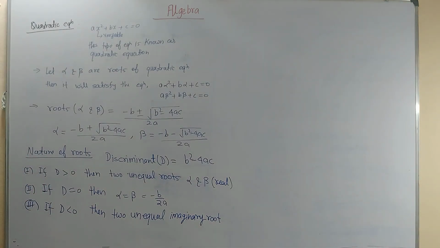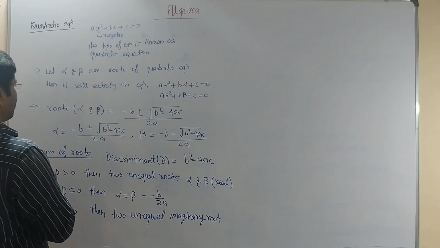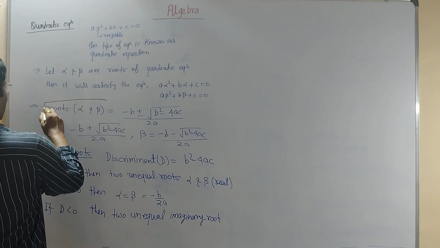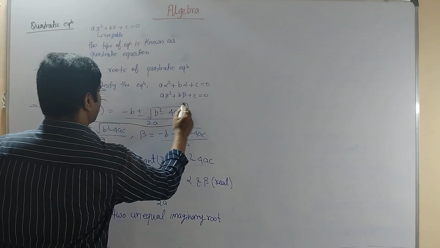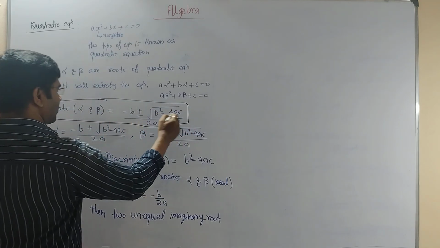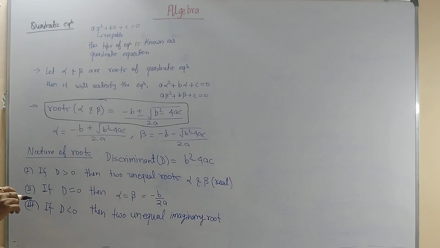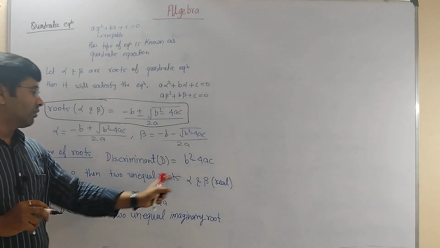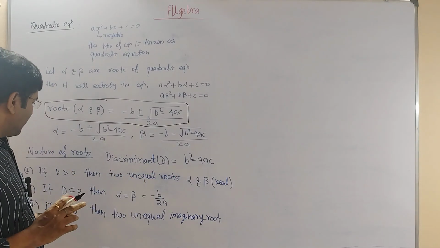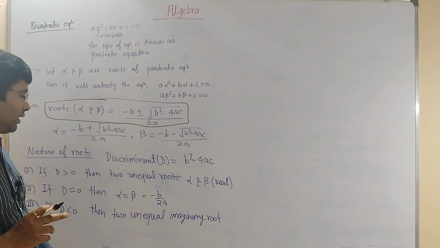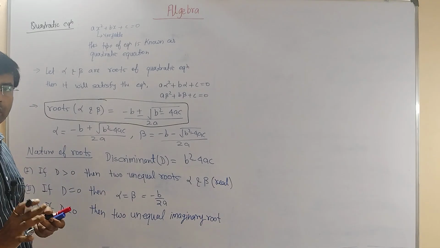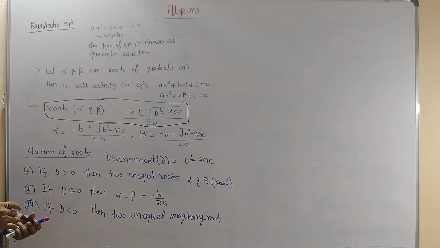So here this formula is very important. You have to remember that the roots of a quadratic equation are minus b plus minus under root b square minus 4ac upon 2a, and the nature of the roots: if the discriminant is greater than 0, we get two unequal roots; if it is 0, the root is equal to minus b upon 2a; if it is less than 0, real roots will not exist and imaginary roots will exist.